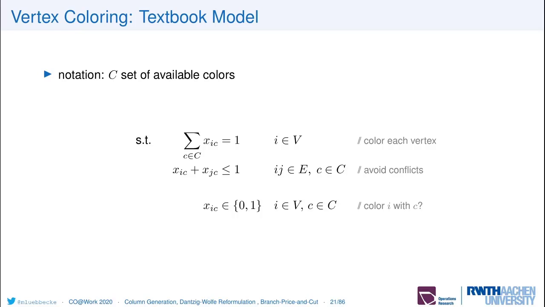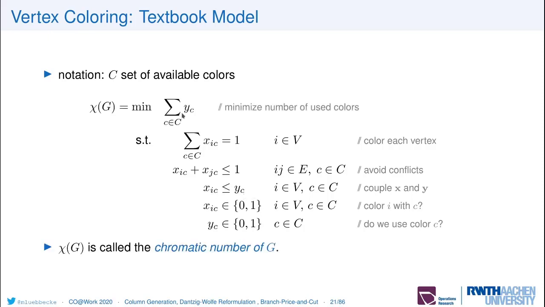And this gives me a feasible coloring, but I cannot measure again in the objective function the number of colors. So I introduce a new variable for each color, a binary variable, whether I use that color or not. Here's the linking between the two. So whenever I color a vertex in color C, I must use color C, and then I can count this in the objective function, just minimizing over the used colors. This is an integer program. The optimal objective function value is the chromatic number of the graph. It's a hard optimization problem, but this is how you could solve it, at least for small instances.